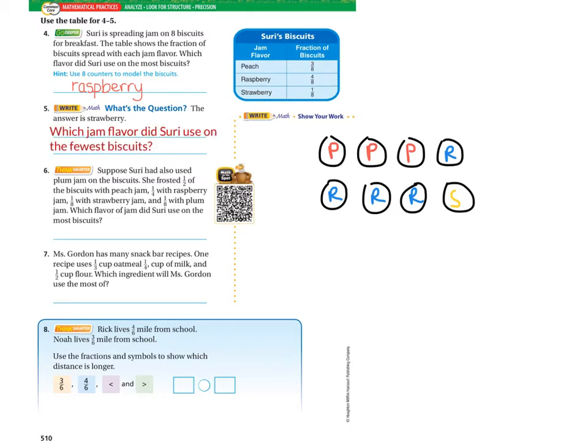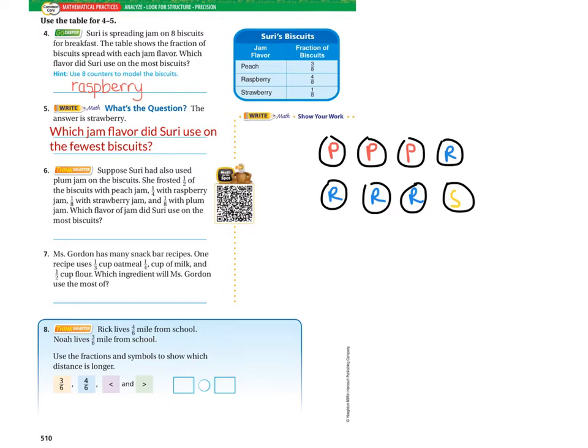For number 5, we all probably had something slightly different here. The wording might be a little bit different, but the question that we have should really be the same thing. So here's the question that we should have had. Which jam flavor did Siri use on the fewest biscuits? So you definitely wanted to mention the fewest biscuits or the least or the smallest. You had to have something along those lines. Keep on listening if you need some more help with that.